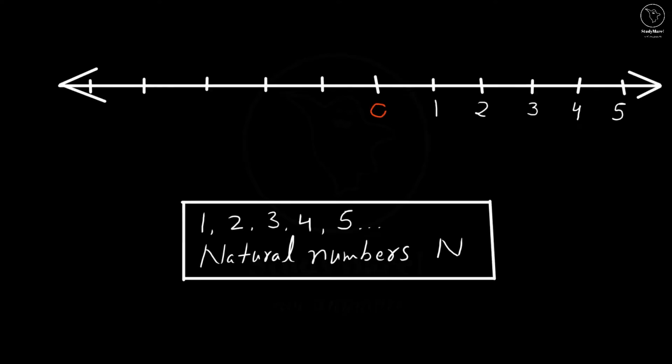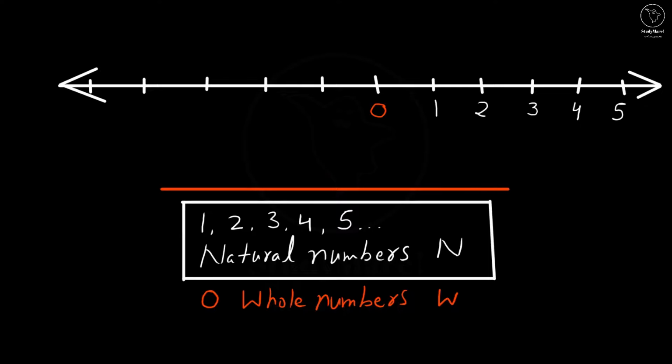On the number line, just before 1, we have 0. Now, if we include this number 0 with the natural numbers, what we get is called the whole numbers. So, whole numbers are the numbers which start with 0 and extend on the right side of number line till infinity. What about the left hand side of 0 on the number line?